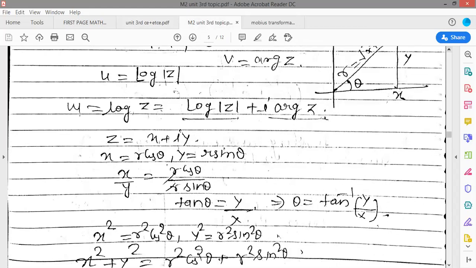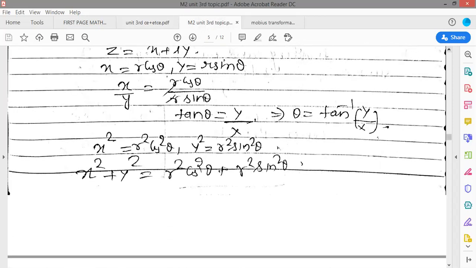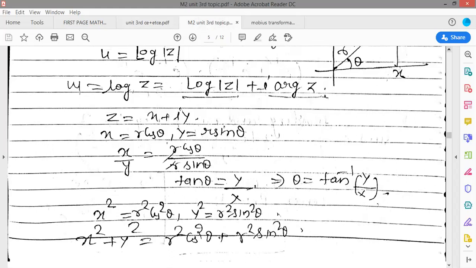Now this is your figure, and we have already calculated your x and y. So z is equal to x plus iota y, where is it coming from? I am telling you this one. x is equal to r cos theta, we know, and y is equal to r sin theta.